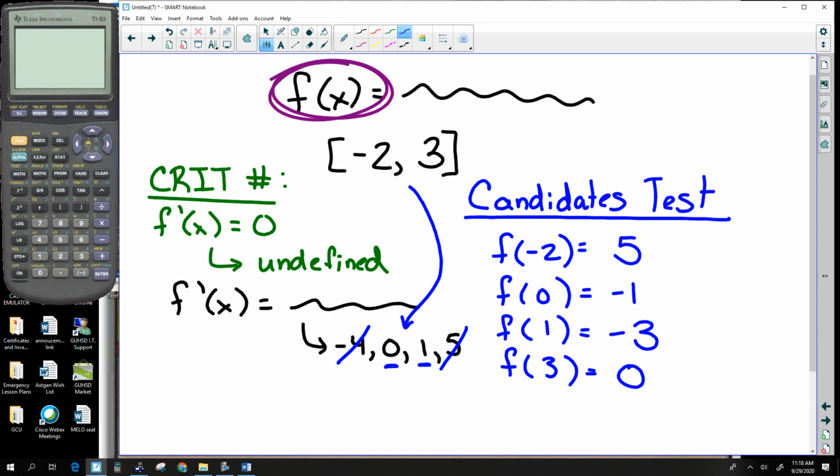What this is saying is this. The absolute max is the largest answer, and that would occur at the point (-2, 5). That's where the absolute maximum occurs, because 5 is the largest answer. The absolute minimum would occur at (1, -3), because that is the smallest y coordinate. So you pick out all these candidates, including the endpoints, and then you test them out. And that's how you find absolute maximums and minimums.